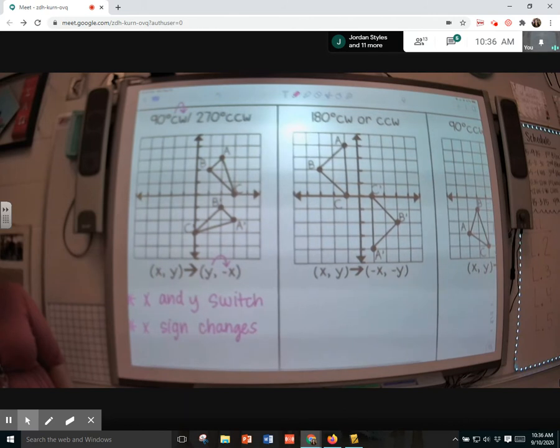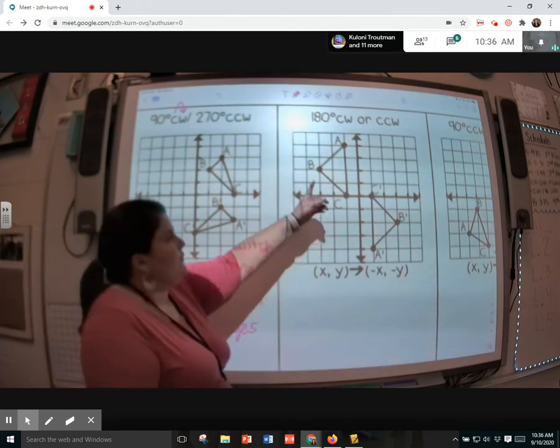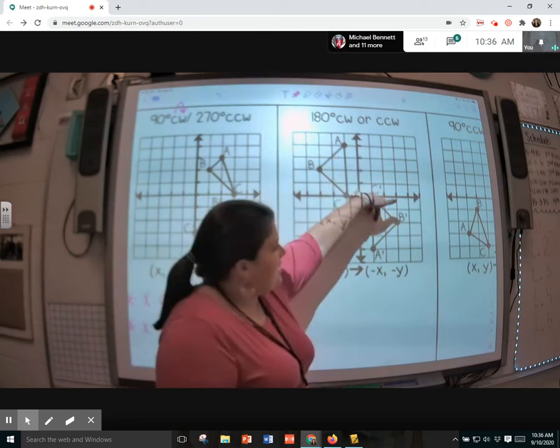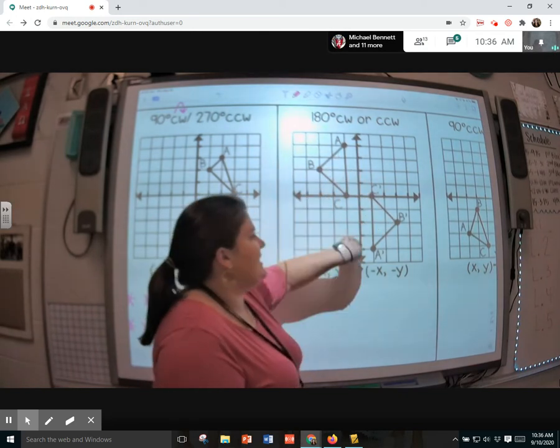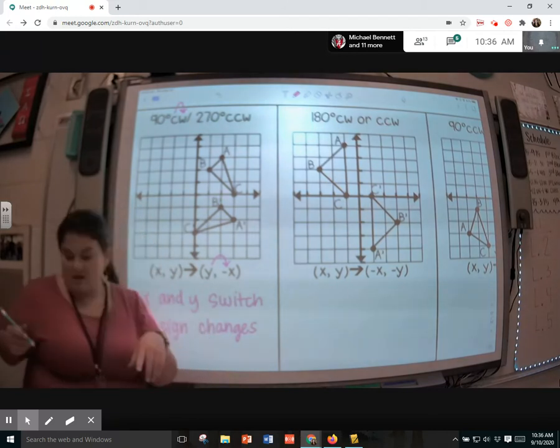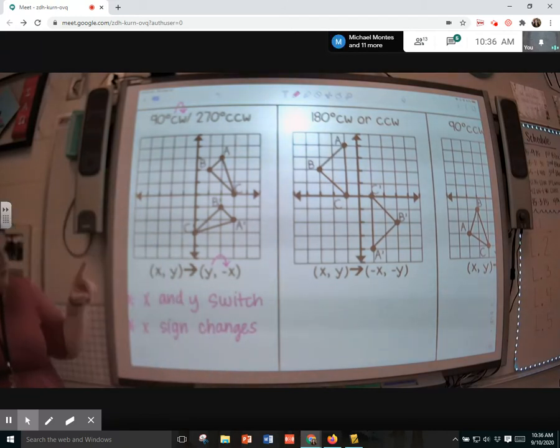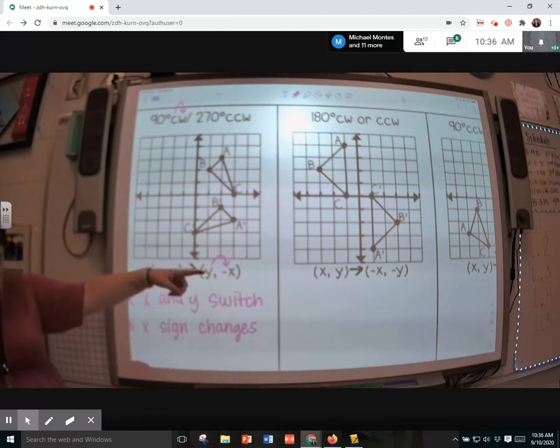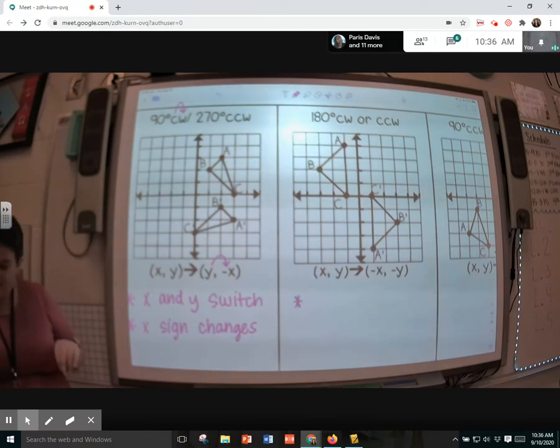Okay, when you want to rotate 180 clockwise or counterclockwise, if I go 180 this way clockwise, it'll end up here, and if I go 180 counterclockwise, it'll end up in the same spot. So there's only one rule for the 180 turns, and it is that just the signs of X and Y change.